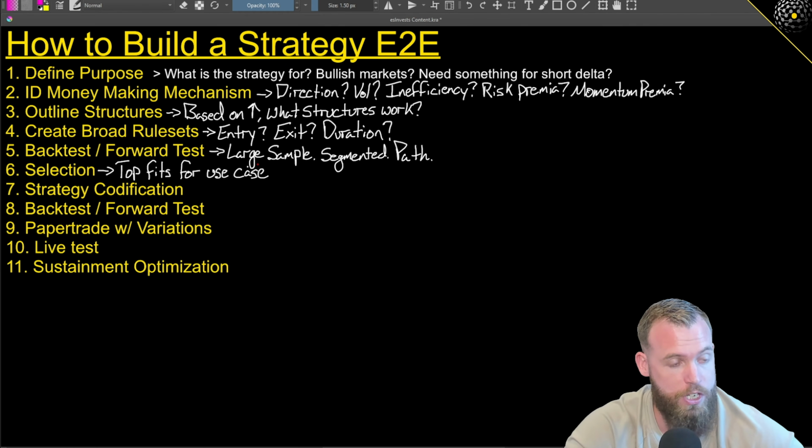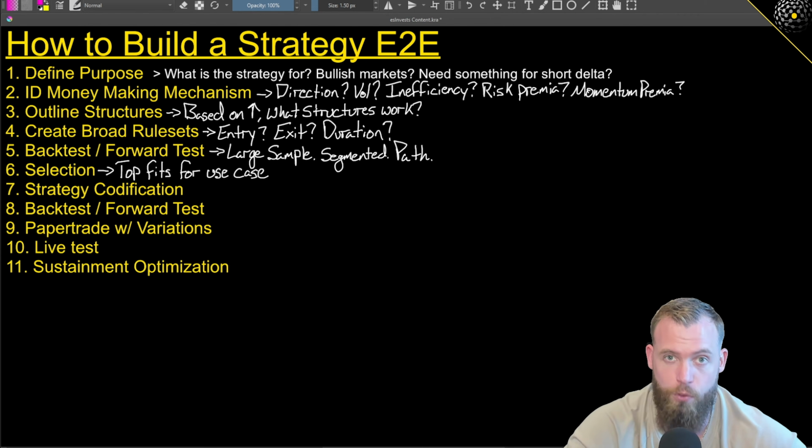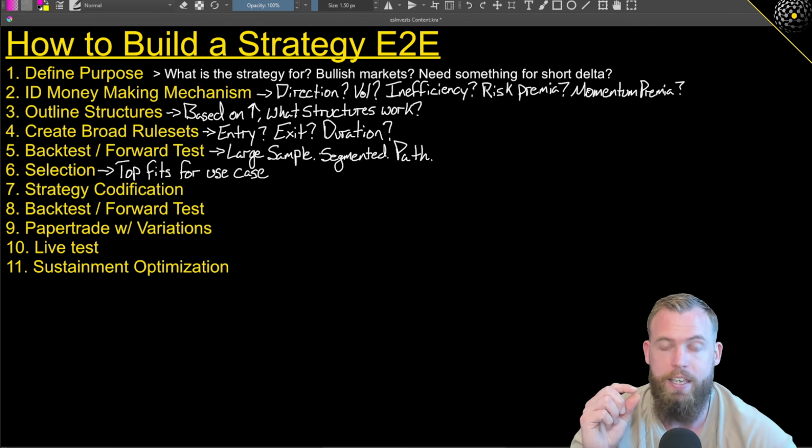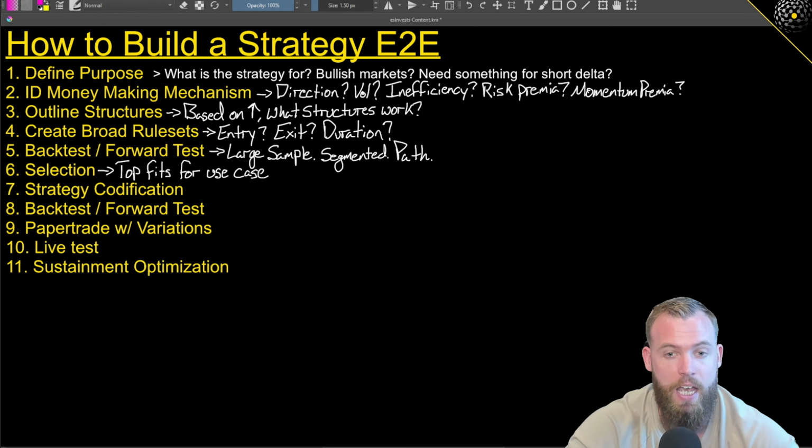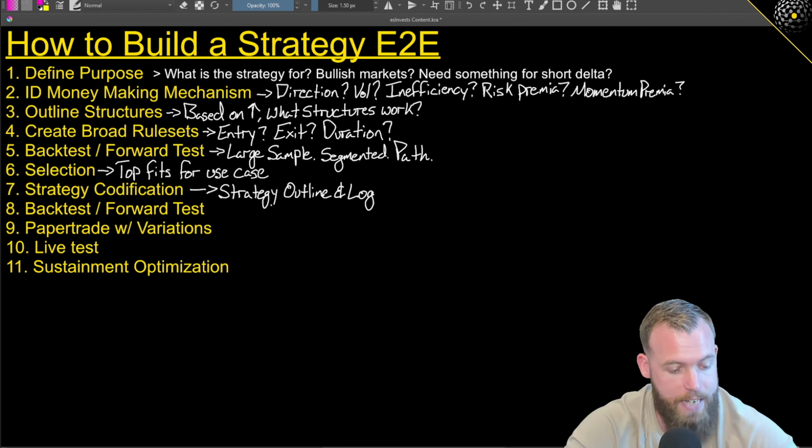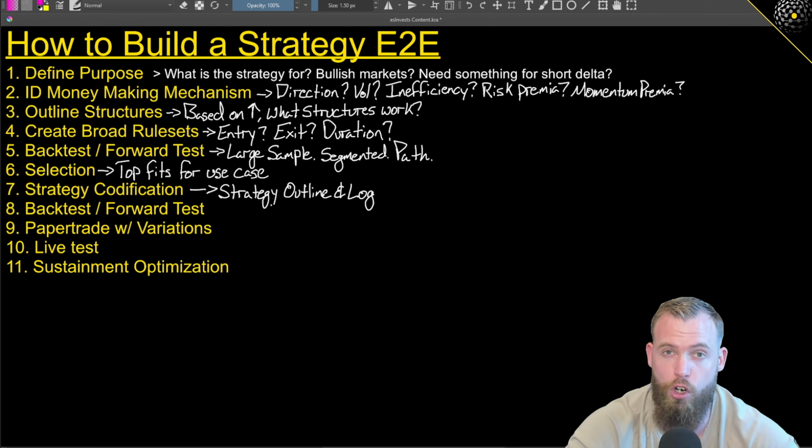Then from here, we start identifying more closely out of those different structures that worked, what are the best for our use case. So an example of this is, let's say that you want to trade directionally and you actually want to use leverage. Well, that right out of the gate will probably get us away from using long shares. So you can apply selection criteria like that. And once you finish doing so, we now codify it in its current form.